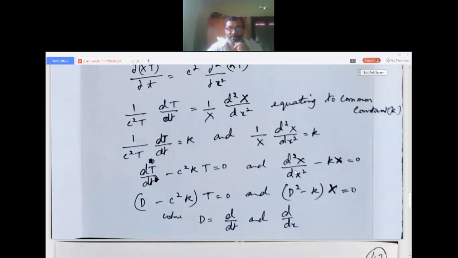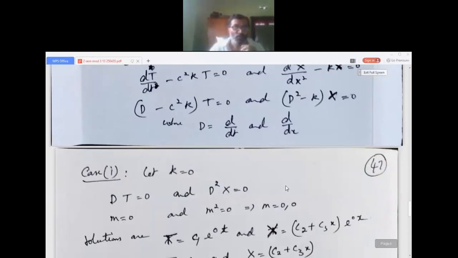Here d²X/dx² minus kX equals 0, because I already multiplied by X. Now I will write it as (D minus c²k)T equals 0, T is common outside, and here (D² minus k)X equals 0, where here D is taken as d/dt, and here D is taken as d/dx, you know clearly.